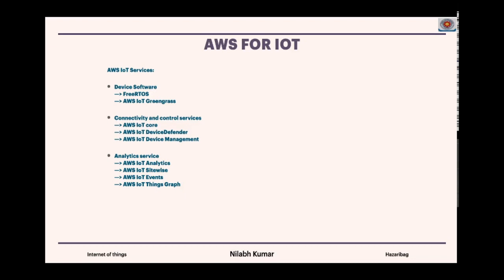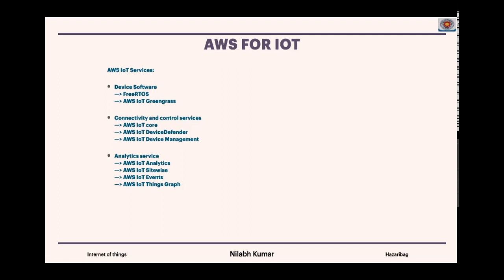After that, AWS IoT Greengrass. It is a software that lets you run local compute. It means if you want to do some computation on the board, on the IoT device, it will help you to do that. Beyond that, it provides messaging, data caching, and synchronization on connected devices in a secure way.